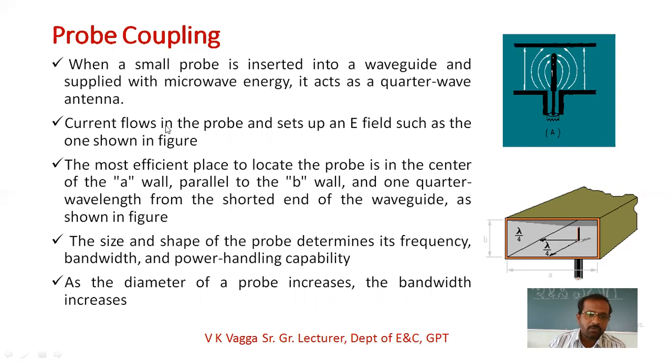The current flows into the probe and sets up the E field. E is nothing but the electric field, as shown in the figure. After inserting the probe into the waveguide, all the E lines get attracted to this probe. In this case, the most efficient place to locate the probe is the center of the A wall, parallel to the B wall, and 1/4 wavelength from the short end of the waveguide.